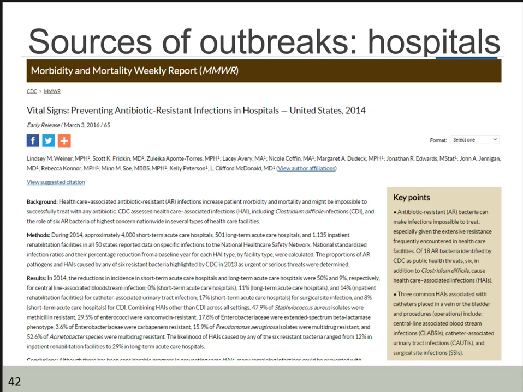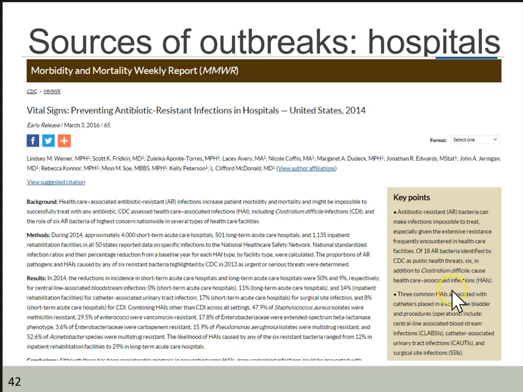Now, hospitals can also be sources of outbreaks. In this case, I'm showing the spread of antibiotic-resistant infections in hospitals in 2014, a case study by the CDC. The key points from this study showed that antibiotic-resistant bacteria can make infections impossible to treat because you're not able to treat with antibiotics. And these can be associated with hospitals.